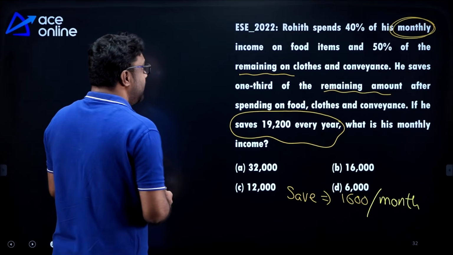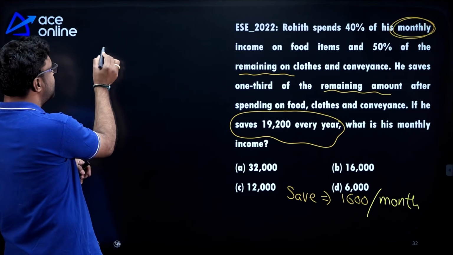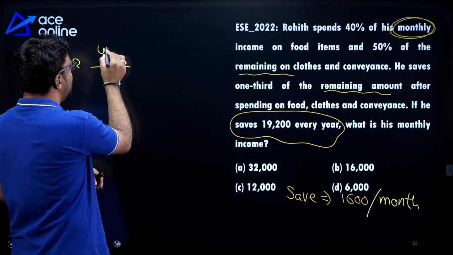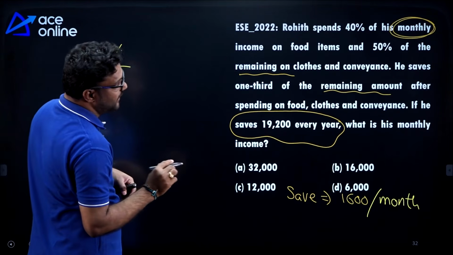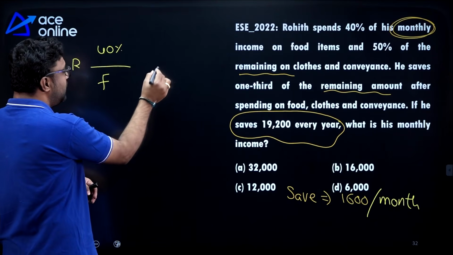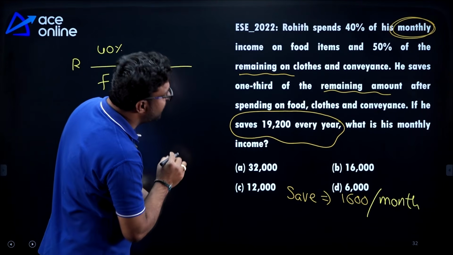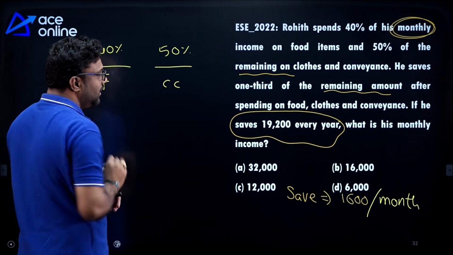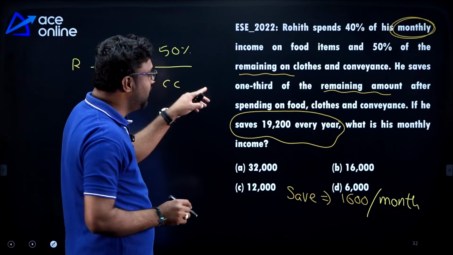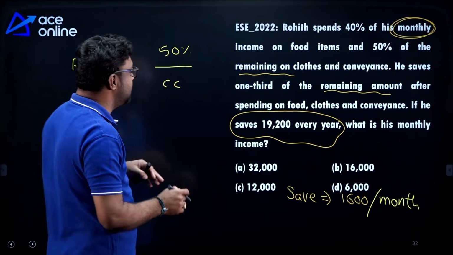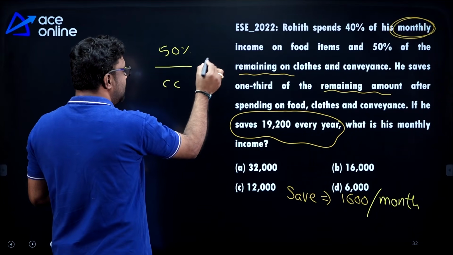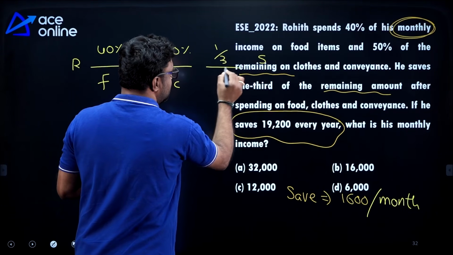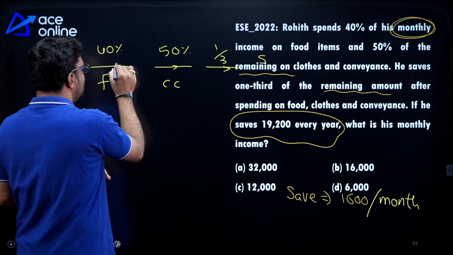Now let's see. So Rohit, 40% gone. Among Rohit's salary, 40% gone for what? Food items. Okay. Now what is remaining? Among that, 50% gone for clothes and conveyance. Now whatever is available among that, one third of this, so whatever it is here, among that one third is what? Savings. See, this is the scenario.